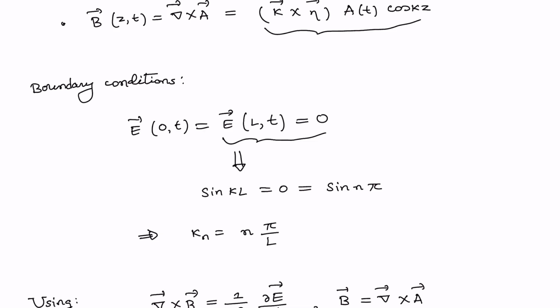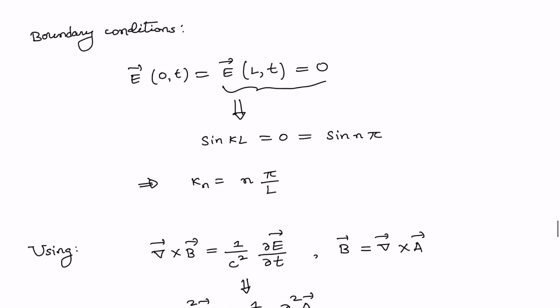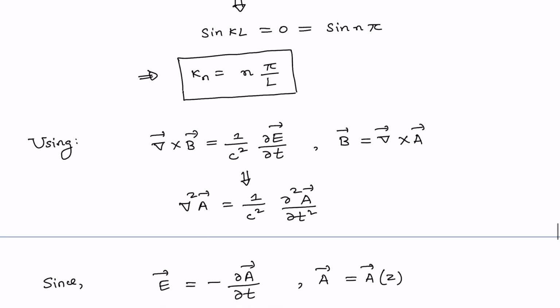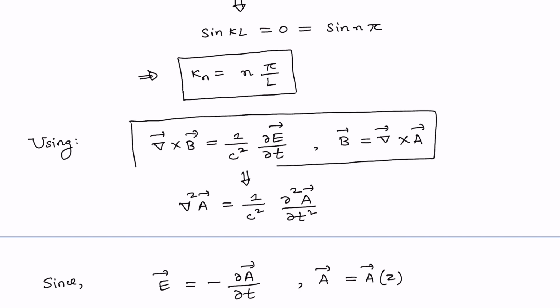And from this equation, E of L, t equal to 0, we must have sine kL equal to 0, which I can write as sine n pi, n an integer. From here I have k_n equal to an integral multiple of pi by L, n an integer. Because of this boundary condition, as you can see, the wave vector is now discretized.